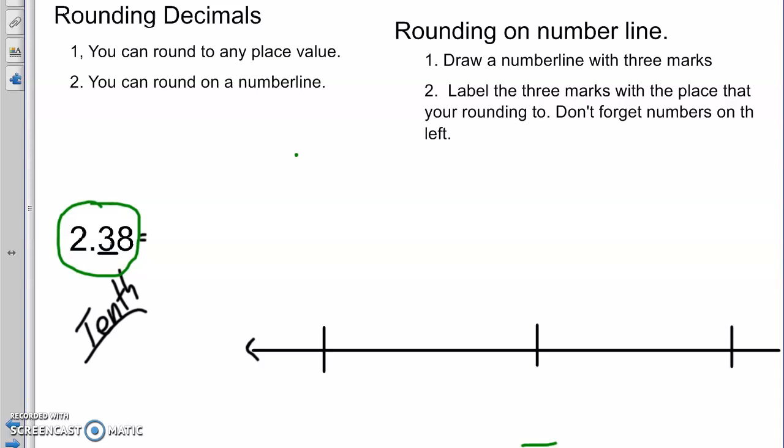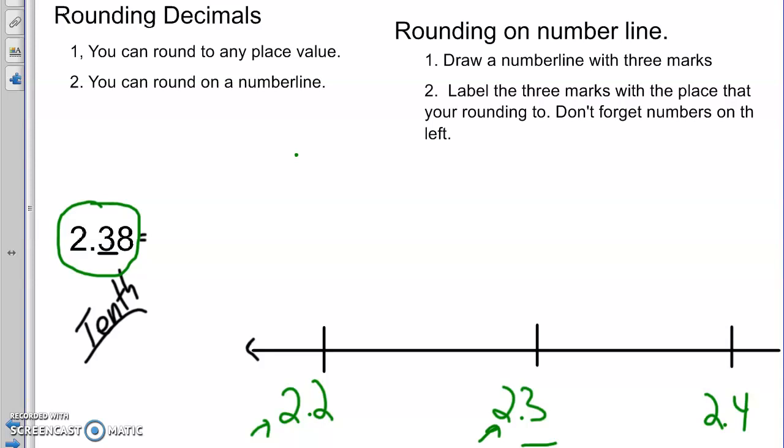Step 2 is to label the 3 marks with the place value that you're rounding to. Don't forget the numbers on the left. In this case, we're rounding to the tenths place, so we need to make sure that we label this 2 and 2/10, 2 and 3/10, 2 and 4/10. When I say don't forget the number on the left, it's don't forget this 2 and that 2 right there. You don't want to forget those.